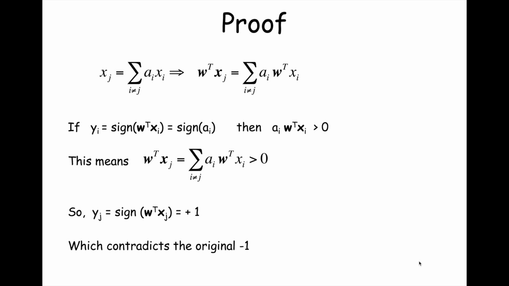So what does that mean? It means this term underneath the summation, ai W transpose xi, is always greater than 0, regardless of whether ai is positive or ai is negative, because W transpose x is going to be the same sign as the sign on that ai. Does that make sense?